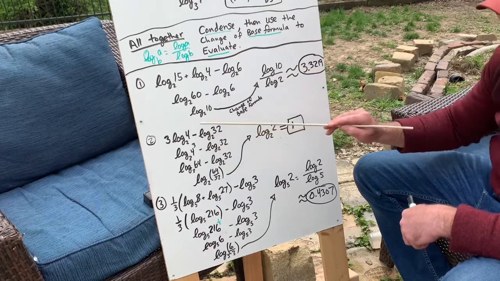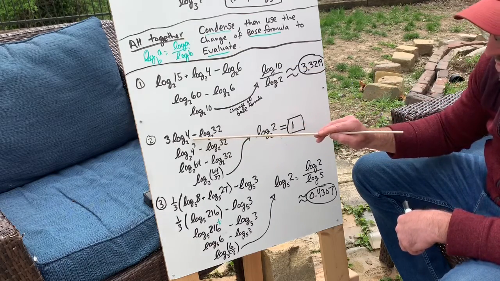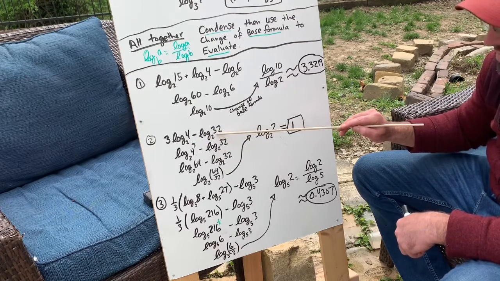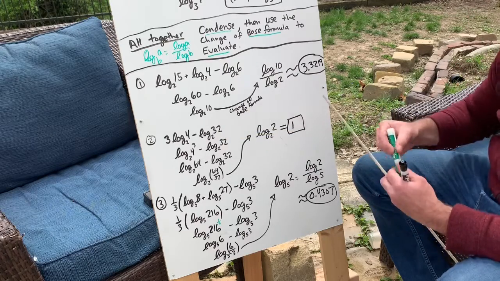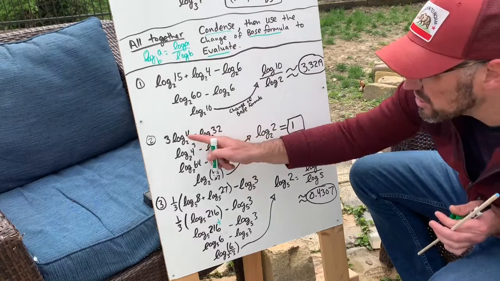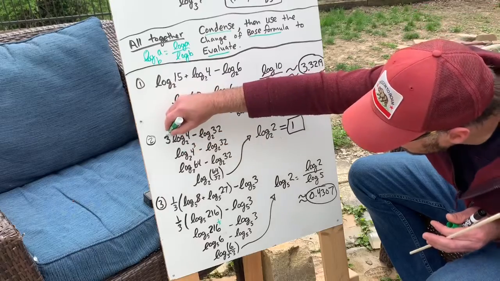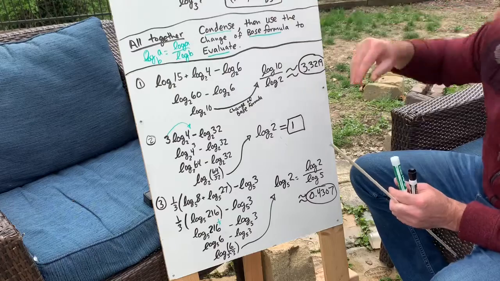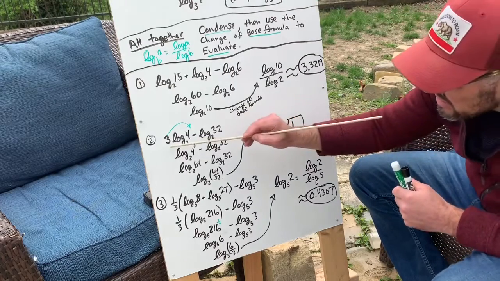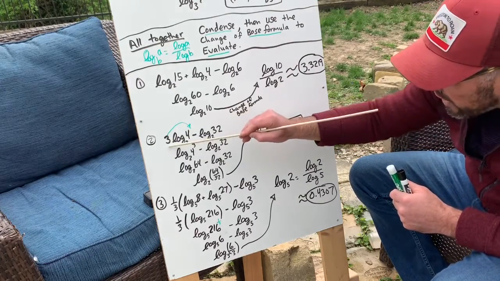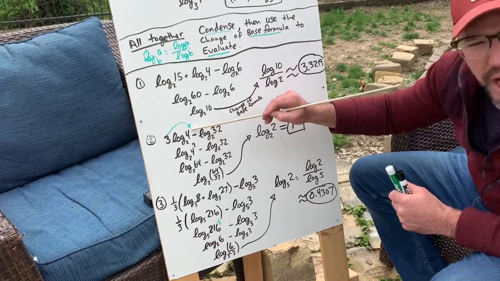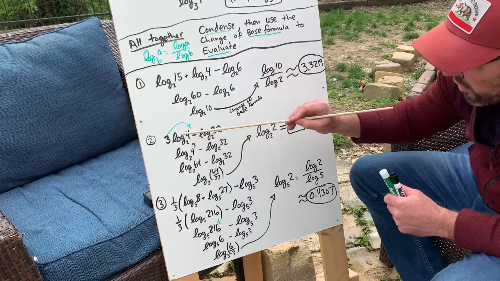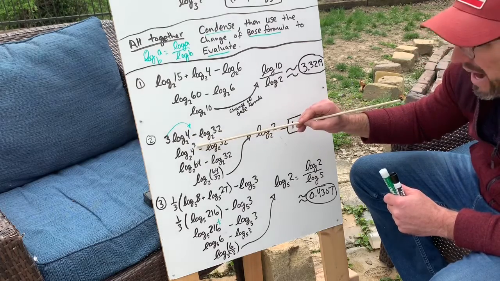What about this? I have 3 times log base 2 of 4 minus log base 2 of 32. Notice they have the same base, which we need. Now, order of operations says, before you do subtraction, you want to multiply, which means that we need to bring this 3 into our log first. Remember, that's the power property. It says you can condense by bringing the multiple out front into the log, and it becomes an exponent. So this becomes log base 2 of 4 to the 3rd power. 4 to the 3rd power is 64.